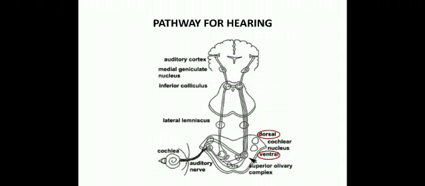Most of the axons arising in these nuclei cross to the opposite side, that is in the trapezoid body, and terminate in the superior olivary nucleus. So, here you can observe the superior olivary nucleus. The third neurons lie in the superior olivary nucleus. Their axons form the lateral lemniscus and reach the inferior colliculus. The fourth neurons lie in the inferior colliculus.